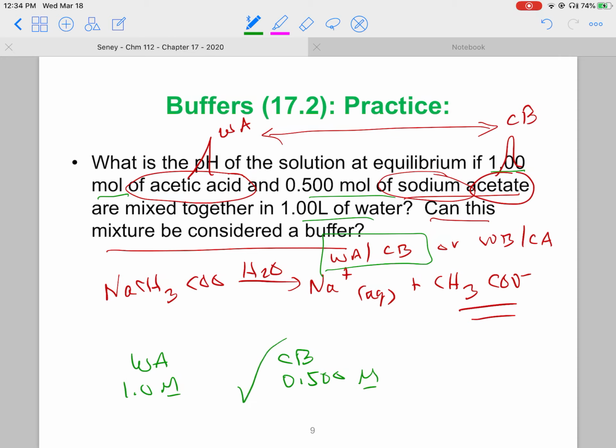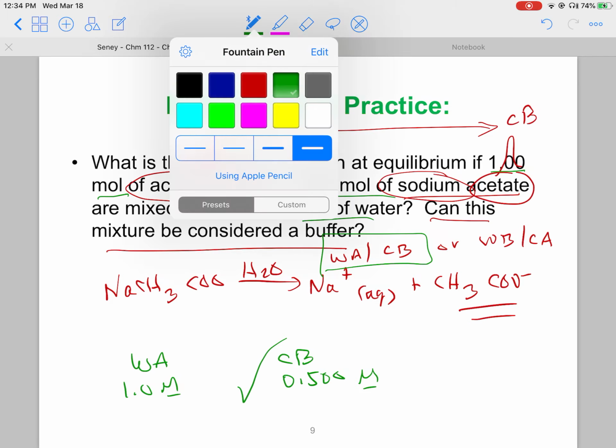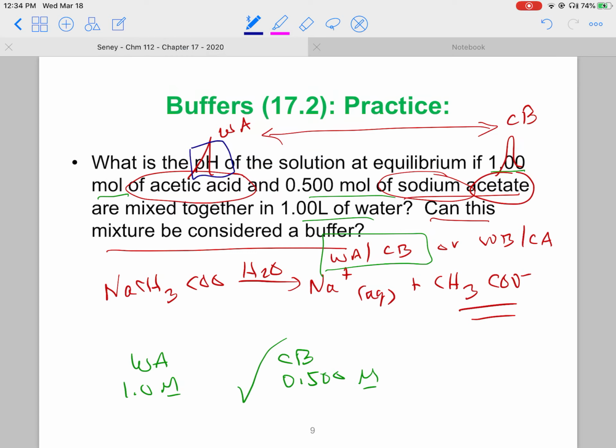Now the next part is, what is the pH of this solution at equilibrium? And I want you to do that before our next session. So that'll be our online session, and that'll be our in-class. So I want you to work this problem. So you've got to find out now the pH of that solution. Now remember, it's a weak acid conjugate base. So you're going to start with your Ka equation because we need to be able to solve it that way.